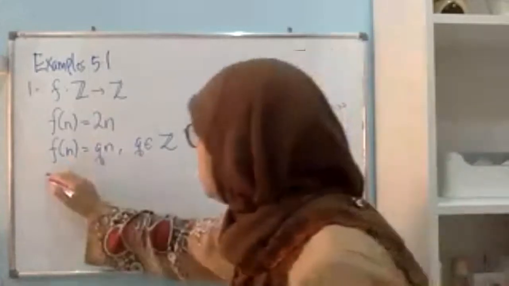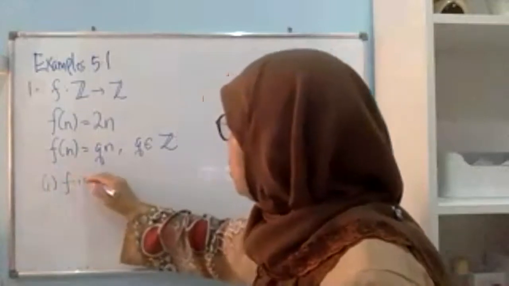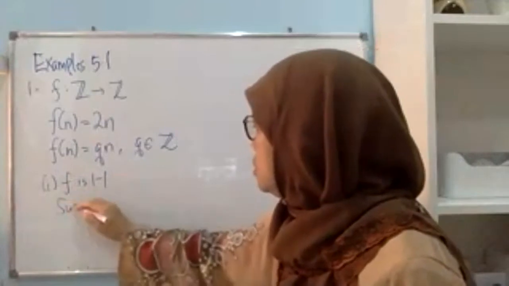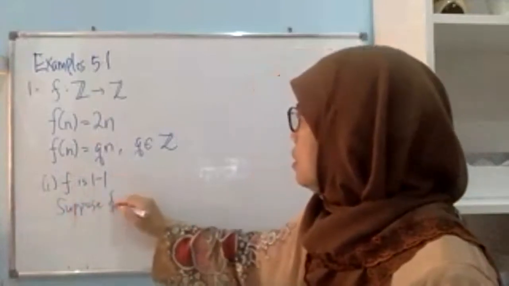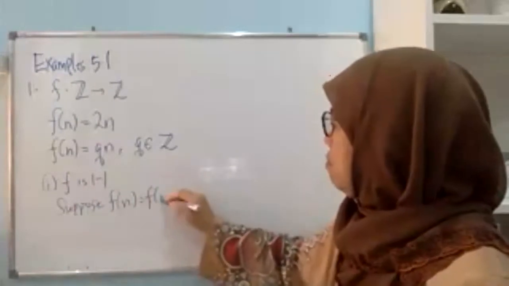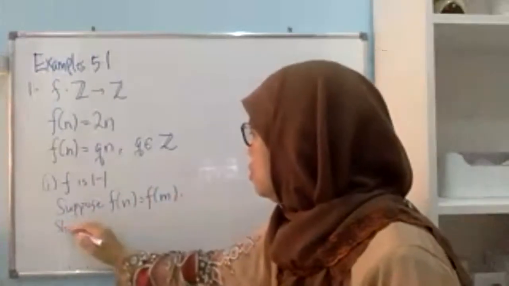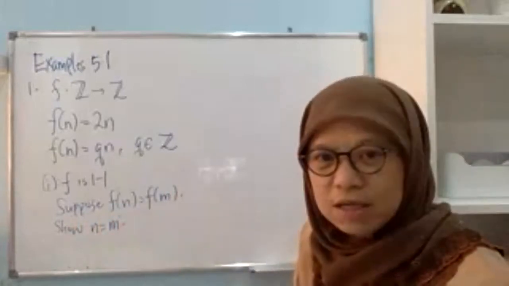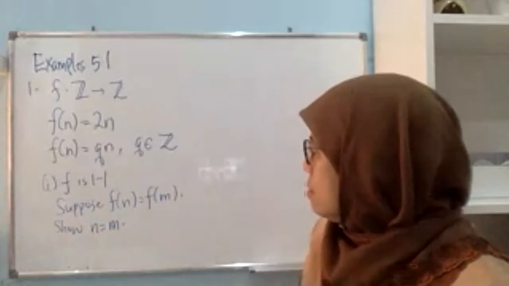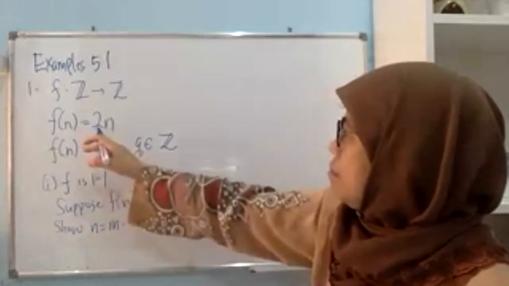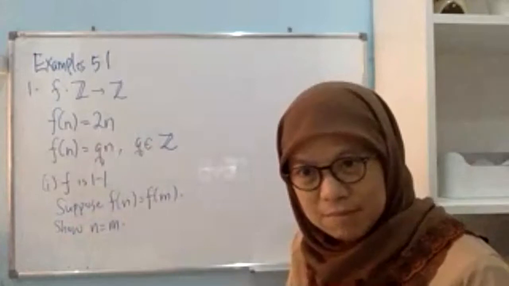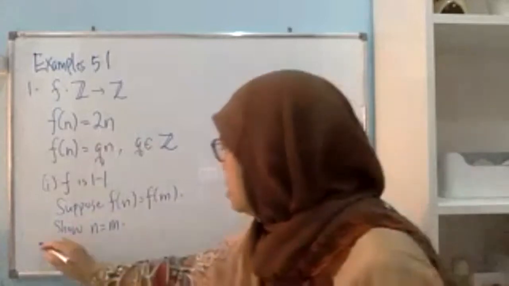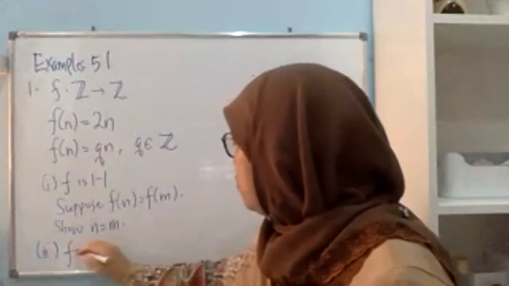Okay, first one, F is one-to-one, right? So suppose F(n) is F(m), show n is m. Very easy, right? Very straightforward. If F(n) is F(m), 2n is 2m, they are just integers, so n is m, all right? The second one is F is onto.